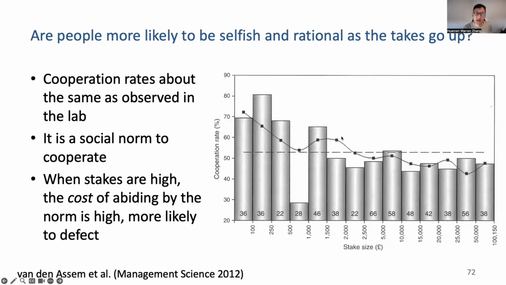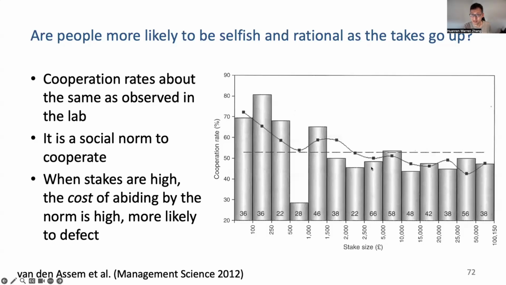And this solid line with a square on it is a fitted model of the predicted cooperation rate. For this class, it's not important to understand what that means. You can just look at the general tendency. When the stakes are small, 100 pounds for example, the cooperation rate is quite high, close to 70 to 80%. But as we increase the stakes, we do observe a decrease in cooperation rate, but it never goes to zero. Even with 100,000 pounds, cooperation rate is close to 50%.